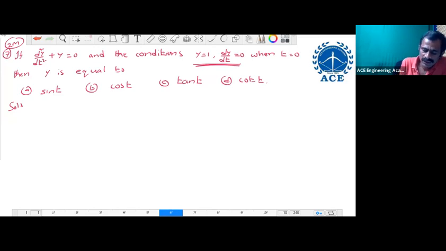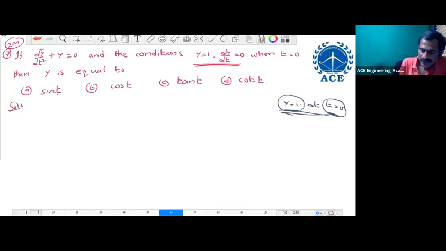The first condition is y equal to 1 at t equal to 0. In this problem, the dependent variable is y and the independent variable is t. So far we have done all the problems with dependent variable y and independent variable x. But here the independent variable is t. In every option we substitute t equal to 0 and check whether any option gives y equal to 1. That's all. We check which option satisfies this condition.